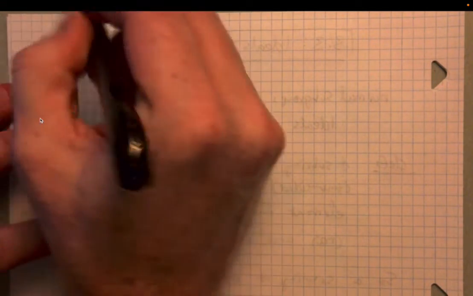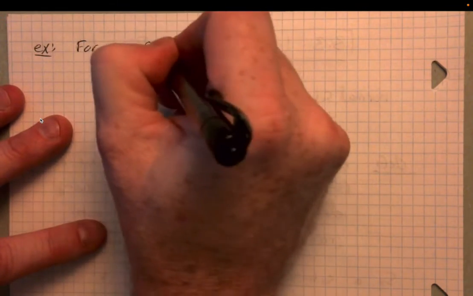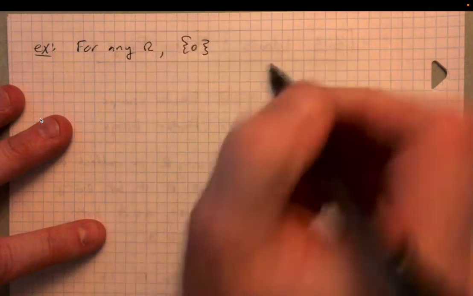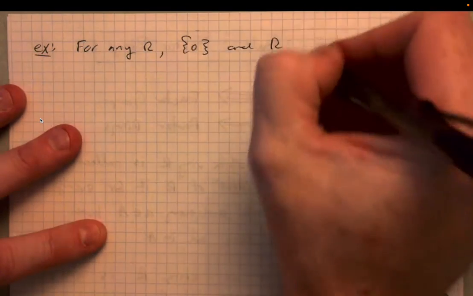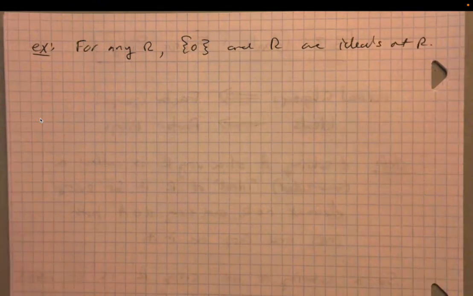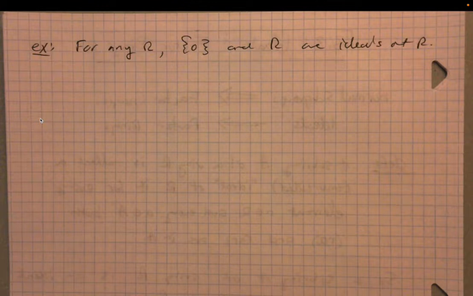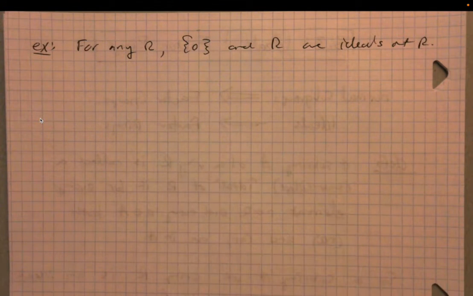Let's see some examples. We'll start, of course, with the trivial ideal. For any ring R, you've got the additive identity and the ring itself are ideals of R. Now, those are both obviously the trivial cases, and we do refer to this one as the trivial ideal.